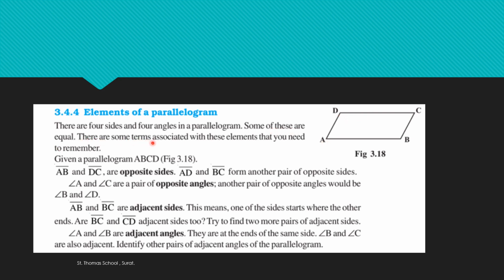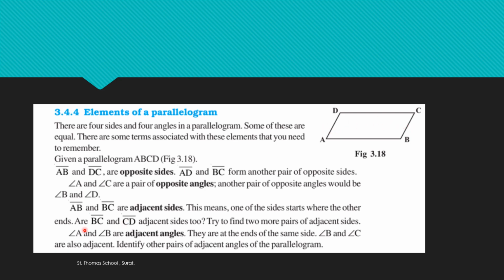There are some terms associated with these elements that you need to remember. So already you have studied in the previous classes. So let's recall all the things. Given a parallelogram ABCD, here AB and DC are opposite sides. We know that AB and DC are opposite sides and BC and AD are another opposite sides.